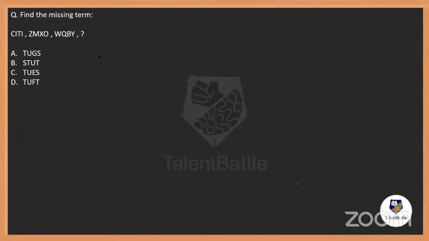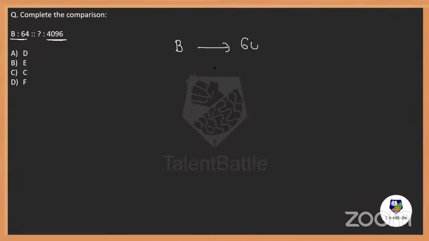Oh, sorry. This question: B is 64, then for 4096. Here also we are going to use alphabets and their numbering itself to get the answer. What is the number of B? Generally it's 2. Right, it is 2. Now it is written as 64.